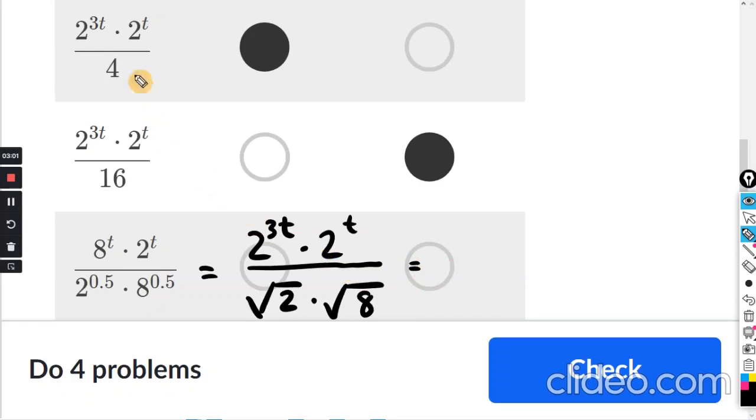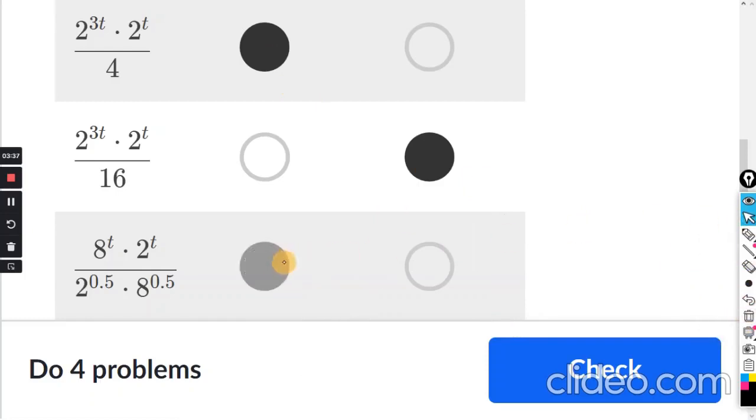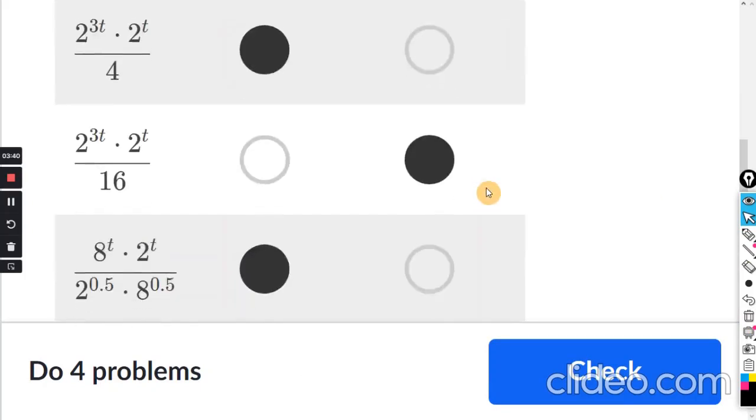I'm thinking it's going to match this one here. I'm going to keep the numerator because it matches that one there: 2 to the 3t times 2 to the power of t. And radical 2 times radical 8 is the same as radical 16. You can multiply the radicals if they're the same root. So that's radical 16, and the square root of 16 is just 4. And that one matches the first one exactly. So this one is also going to be equivalent if this one is as well. So I click the box for equivalent.